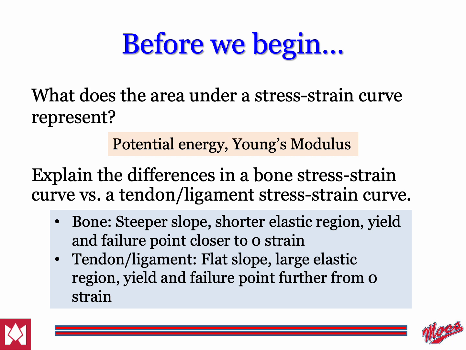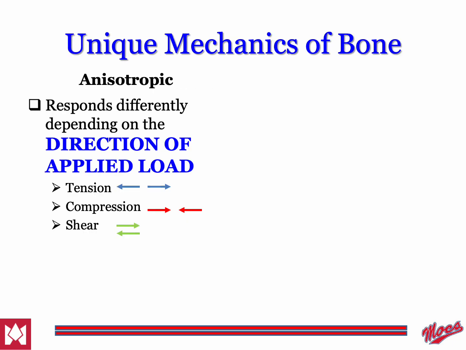Okay. Now, moving into some new material. First, we're going to talk about some unique mechanics of bone. All right. The first characteristic we're going to discuss is what's called anisotropic, all right? That means that bone can respond differently depending on the direction of a load. So the type of fracture or break or deformation of any kind that we are going to see in bone is directly coming from how force is actually applied.